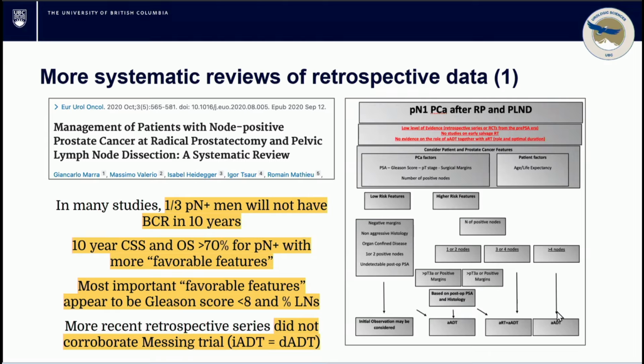But in this review, of all of those adverse features, they comment that the Gleason grade and the percentage of lymph nodes involved were the most relevant for identifying those who were at risk for worse cancer-specific survival and overall survival. And lastly, of all the retrospective trials that align with the Messing trial about ADT, these more recently done retrospective trials did not corroborate the Messing trial. That is to say, immediate ADT was not better than deferred.